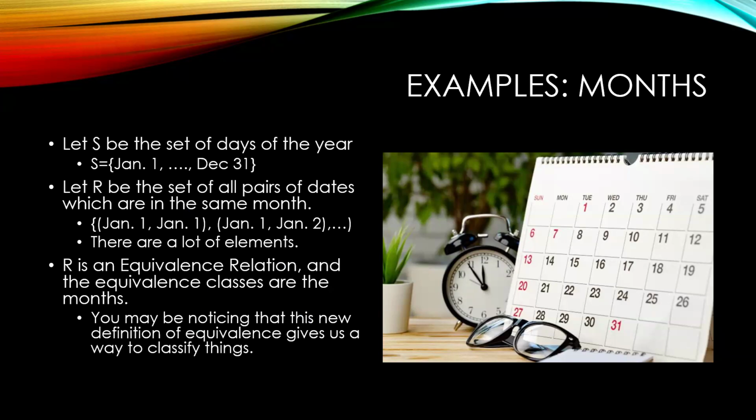You may be noticing that this new definition of equivalence class gives us a way to classify things. That's really what it's all about. We can say that things are equal provided they are in the same equivalence class. For instance, if we are talking about different breeds of dog, we can say that our two dogs, which are both Shelties, would be equivalent because they're both in the Sheltie category.